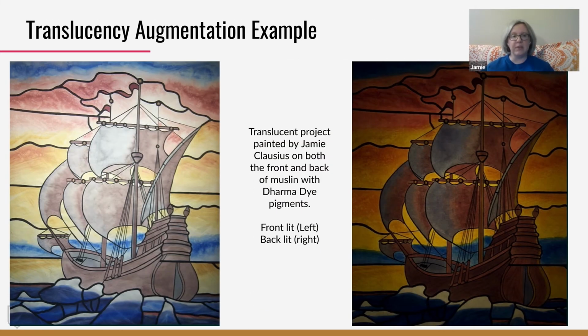And this is one example of augmentation that I did at Cobalt Studios. When lit from the front, it's supposed to be a stained glass ship. So when you look from the front, you'll see some texture. You'll see a little bit of paleness from being lit from the front. And then when it's lit from the back, the colors become more vibrant, and it almost has more of a sunset look to it.